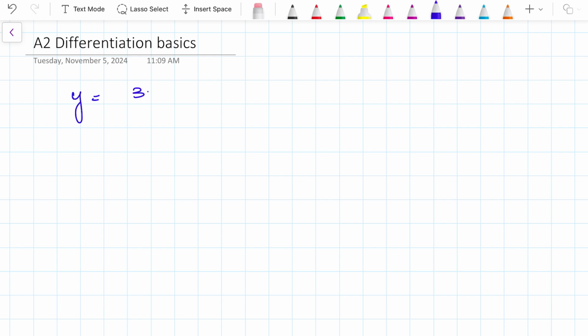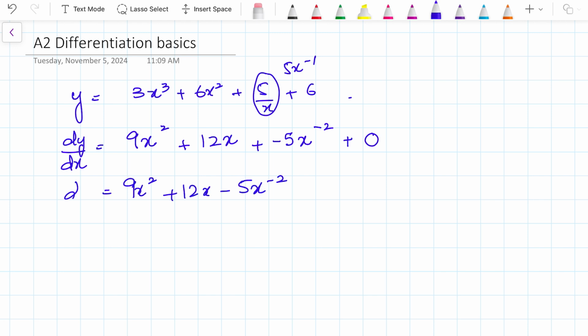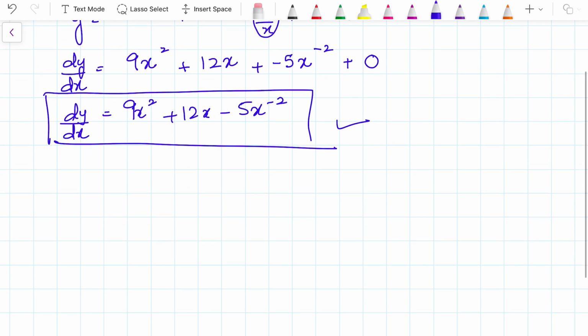So for example, if you have something like this, how would you differentiate? The differential would be bring the power down, subtract 1 from the power. Bring the power down, subtract 1 from the power. This will become 5x to the power minus 1. Minus 5, bring the power down, subtract 1 from the power, and the constant has a 0 differential. So this becomes my differential expression. And this is what we have done in AS.